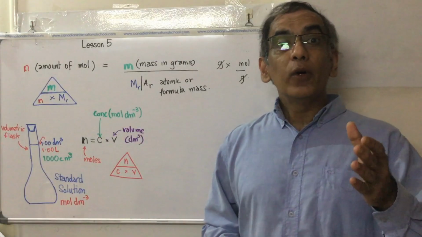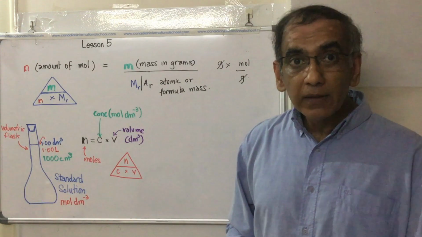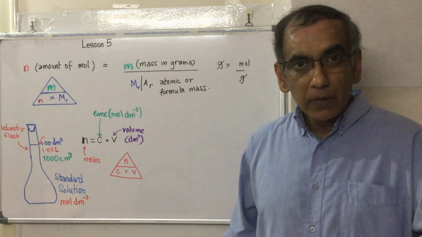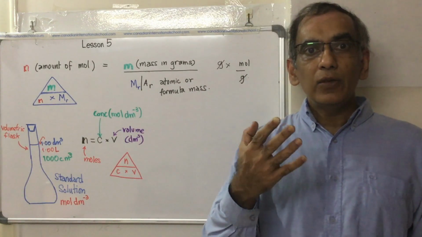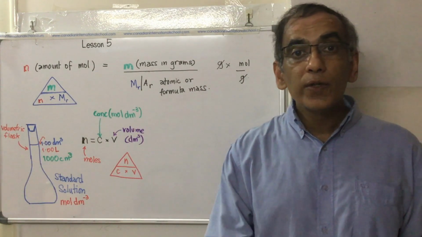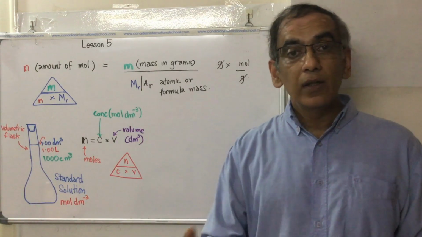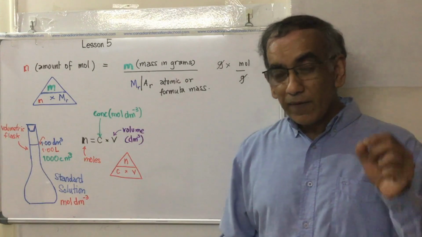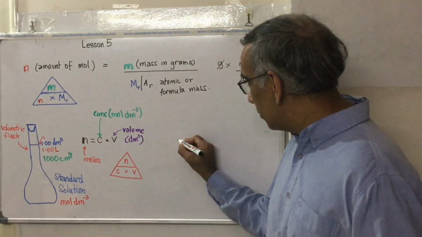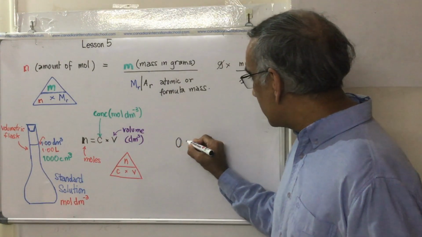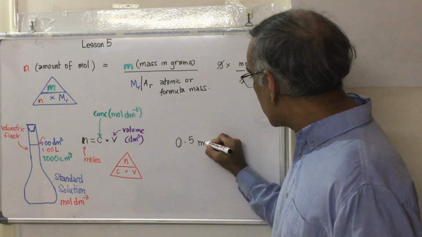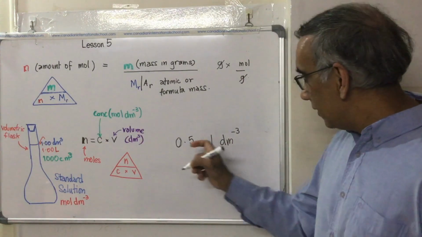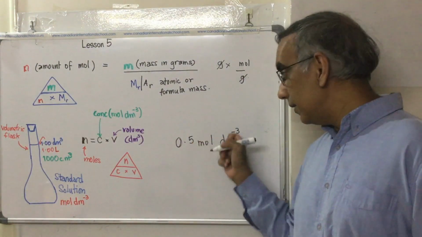But what about if you're provided with a solution, like a solution of sodium hydroxide or a solution of sodium chloride, and you are told that you have a 0.5 moles per dm cube solution of sodium chloride? What does that mean? 0.5 moles per dm cube of sodium chloride, or 0.5 moles dm cube negative 3.